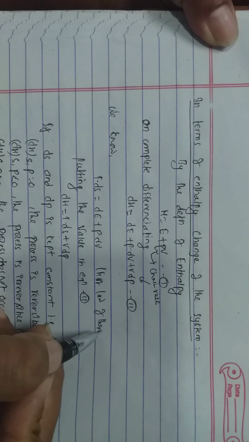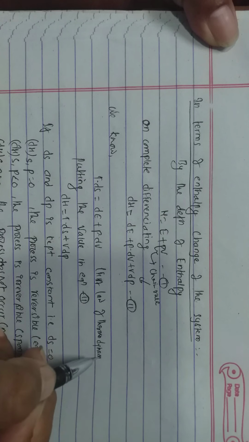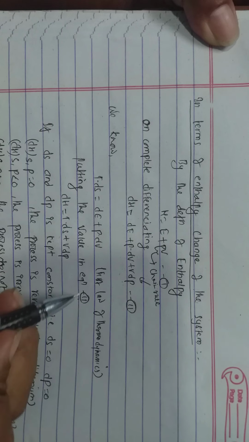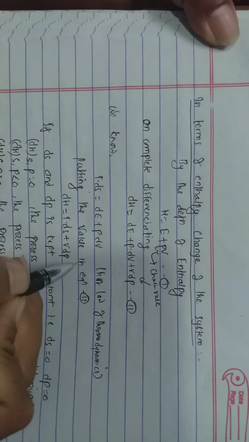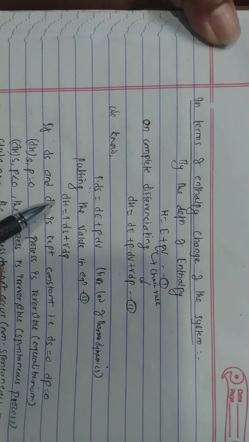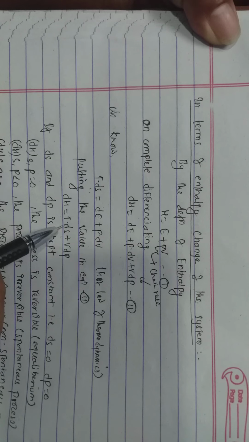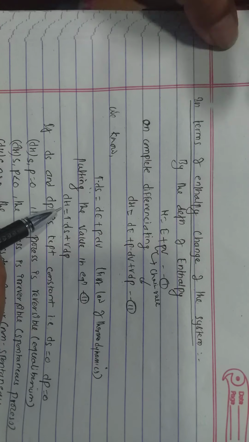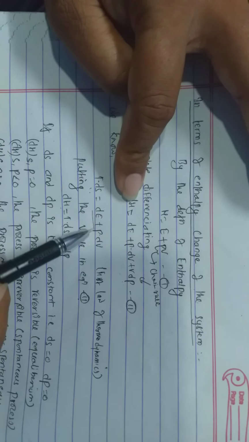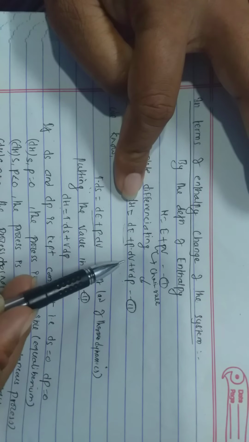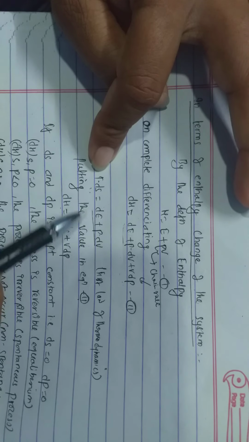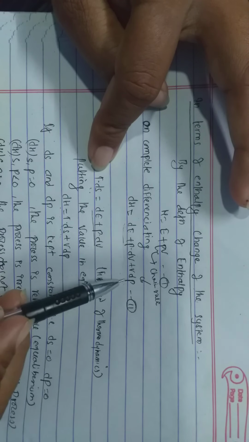First law of thermodynamics. Putting the value of T dS in equation 2, instead of dE plus P dV, we get the same result. So dH is equal to T dS plus V dP is here.